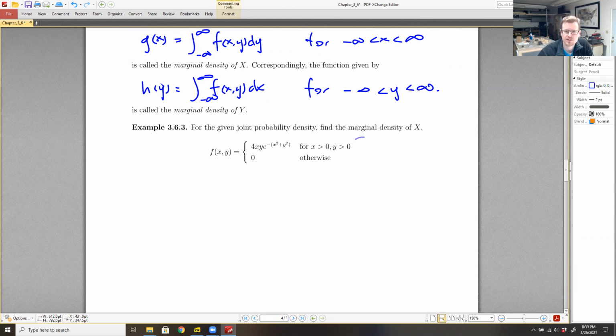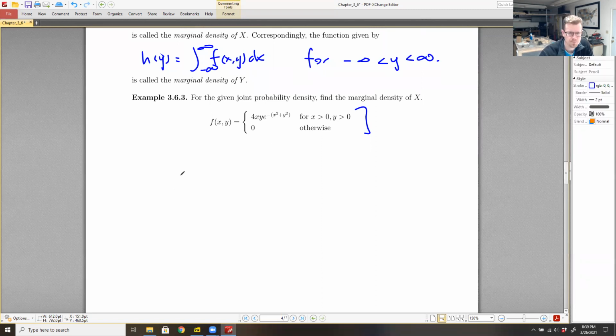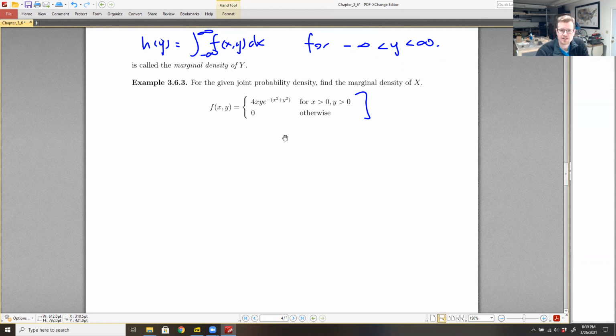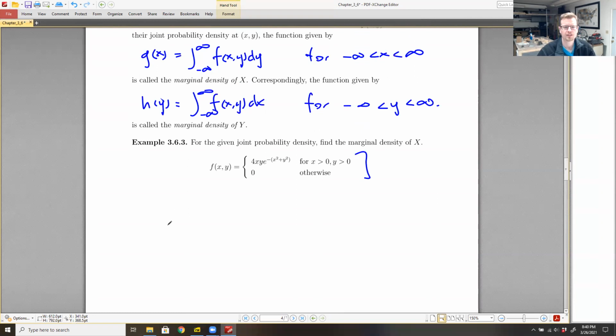All right, so here is a joint probability density. We want to find the marginal density of X, just X in this case. That keeps things a little bit easier. The marginal density of X is the function that's going to be the density for X, so we integrate over all possible Y values. So g of x, the marginal density of X, is the integral from negative infinity to positive infinity of f of x comma y dy.